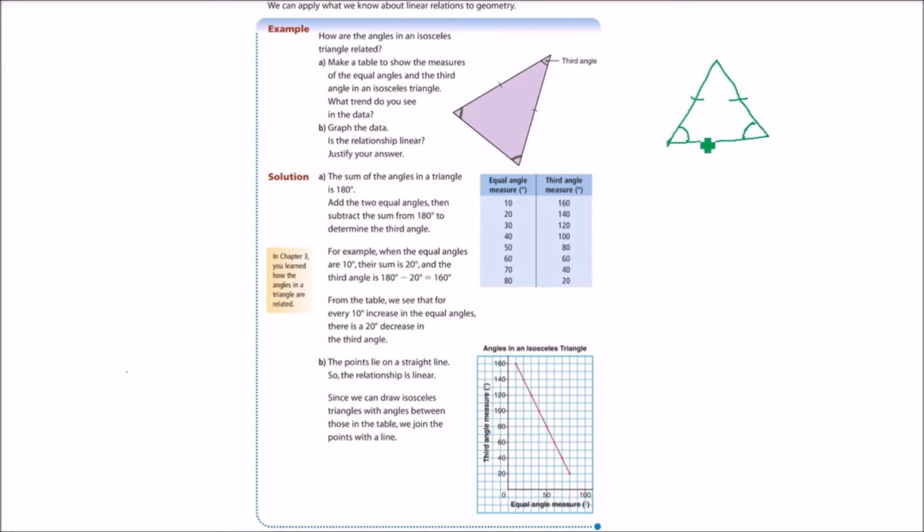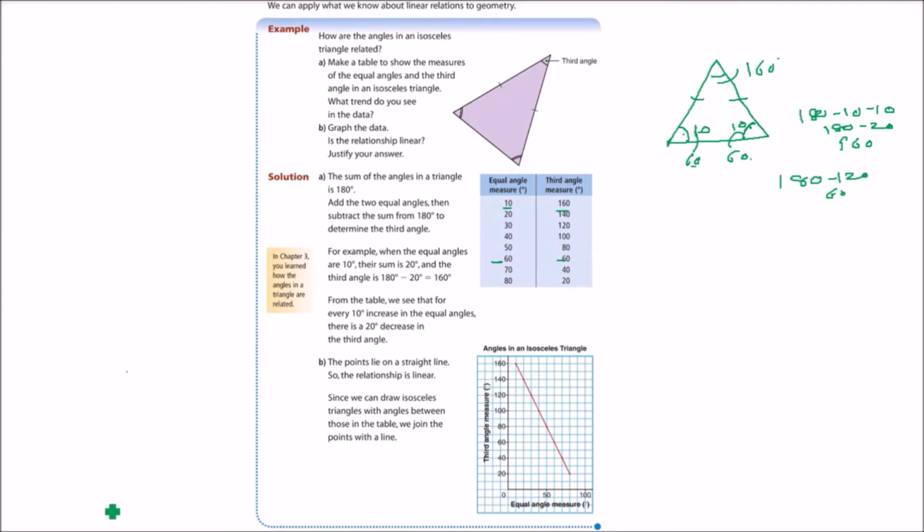So when one angle is 10 degree and this is also 10 degree, what will be this angle? This will be 180 minus 10 minus 10, that is 180 minus 20, that is 160. So what do you get here? 160 degree. So this is the table we can make for 10 degree. The third angle measure is 160 degree. Let us take some other angle. If this is 60, this is 60. So 60 plus 60 is 120. Just subtract 120 from 180, you get 60. So this is the table.